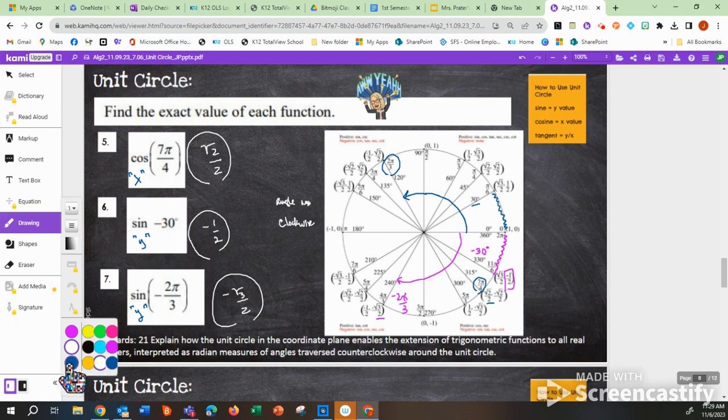And if I haven't said this, and I don't think I have, when we're rotating, we always start on this positive x-axis. All rotation starts here. If we're rotating counterclockwise, the angle's positive. If we're rotating with the clock, the angle's negative, but we always start right here.